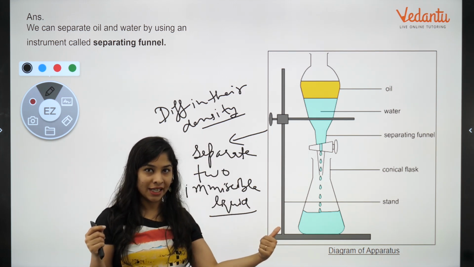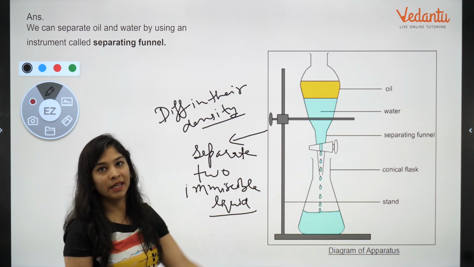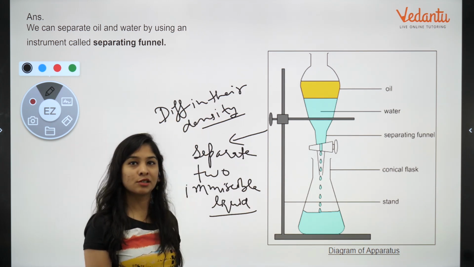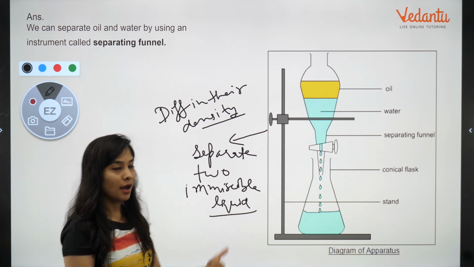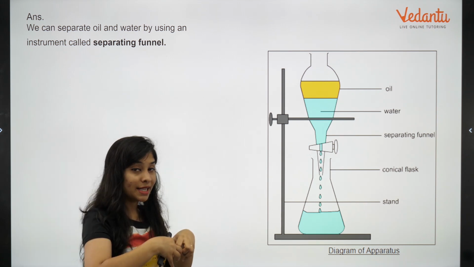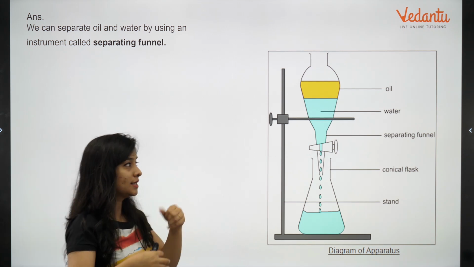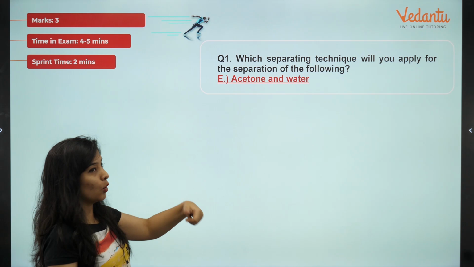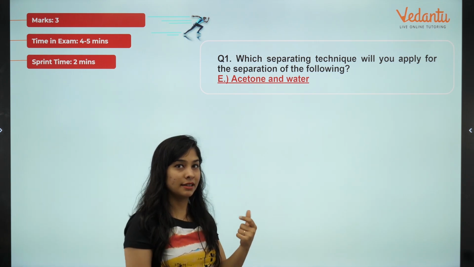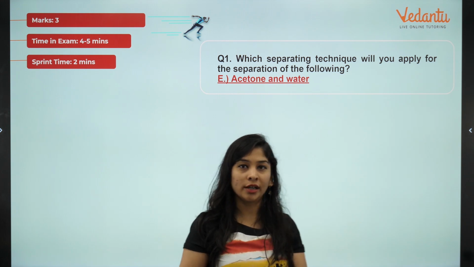Now you know the name of the technique. Okay ma'am, this is the apparatus we can use. We know their principle also, what principle is going to be used. Correct? अब बात ये आती है that now you know how to separate two immiscible liquids. Now let's just talk about the last technique of today's session, that is the mixture of acetone and water.